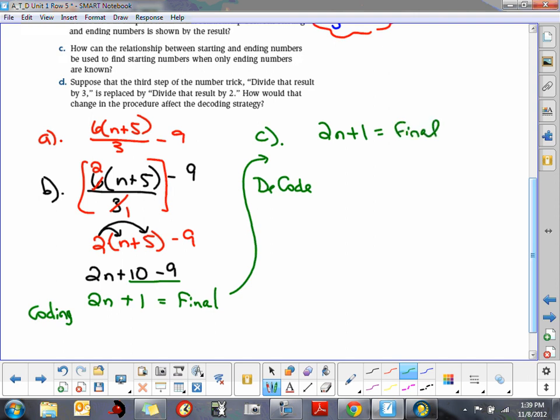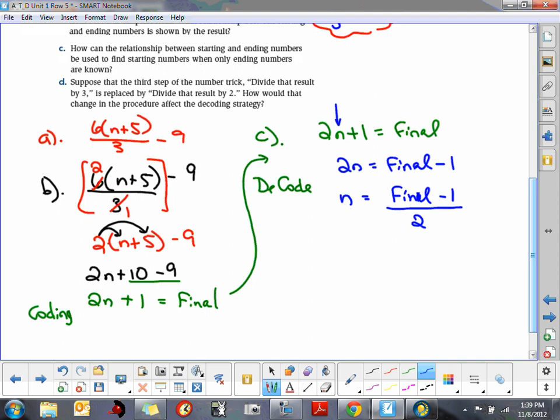So I'm just going to use the word final. And what you just described to me is how to find the original number. First thing we have to do is subtract 1, and then we have to divide by 2. The final minus 1, divided by 2. So whatever number you fed me, I subtracted 1 and divided by 2.